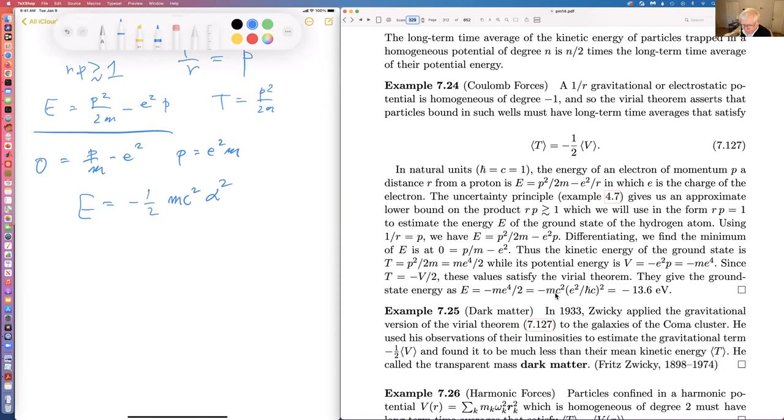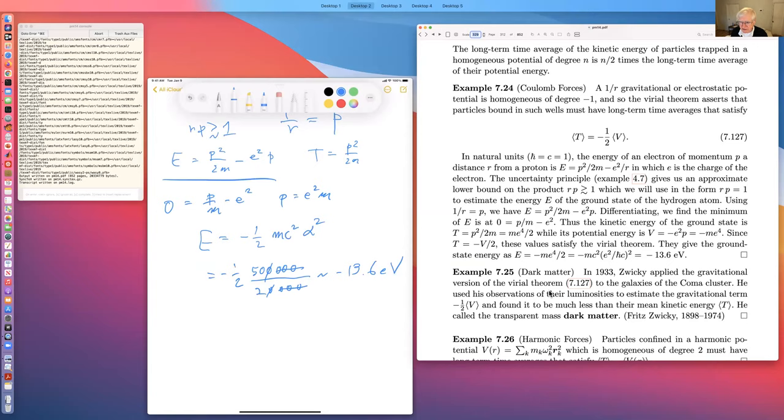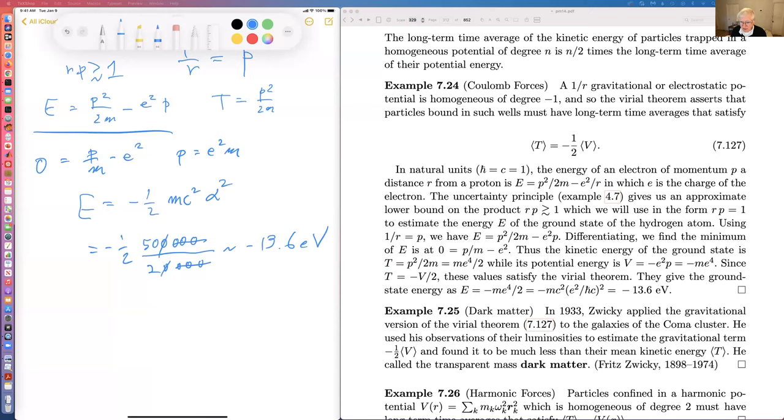And so numerically, let's just check that there should be a 1/2 here. Minus a half, this is 500,000 electron volts. Alpha is 1 over 137. You square that, you get basically 20,000. And so canceling some of these zeros, you get 25 over 2, which is of the order of, well, if I had done it exactly, I would have gotten 13.6 eV. So there is a 1/2 that's missing here. Let me fix it on the fly here. I'll just do it this way.